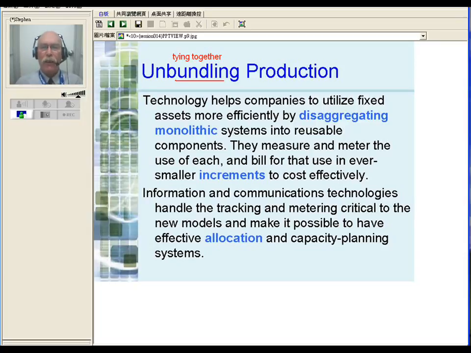Technology helps companies to utilize fixed assets more efficiently by disaggregating monolithic systems into reusable components. Okay, so what are we doing here? Here's a couple of big words. All right, disaggregating means the opposite of bundling, right? Is to separate.